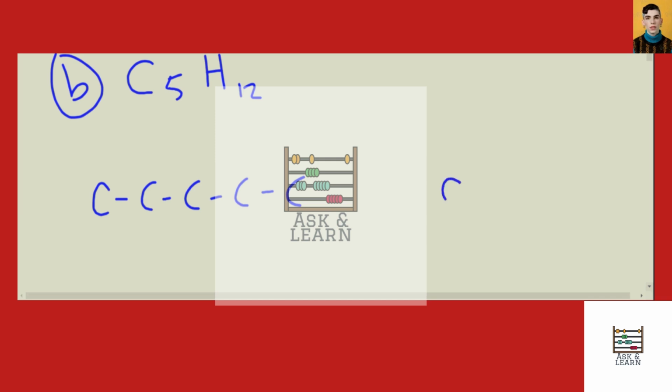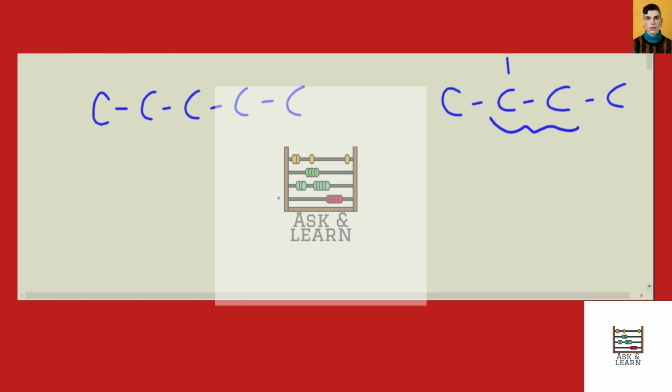Another option that we have is to have 4 in a row and to have one of the other carbons on any of these. It doesn't really matter exactly which one, but it is going to be on one of the internal ones. We can't have it on one of the ends because that would be a chain again.